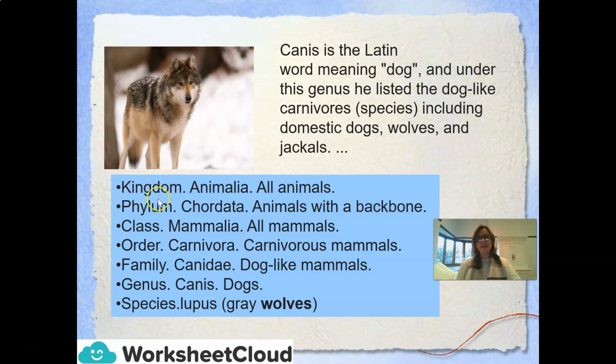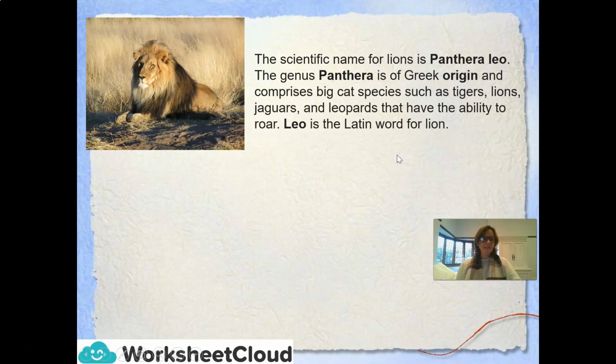So here we have the kingdom, the phylum, the class, the order, the family, the genus, the species, the 7 levels of classification. Let's take a look at another example. The scientific name for lions is Panthera leo. The genus Panthera is of Greek origin and comprises big cat species such as tigers, lions, jaguars, and leopards that have the ability to roar. So Leo is the Latin word for lion.